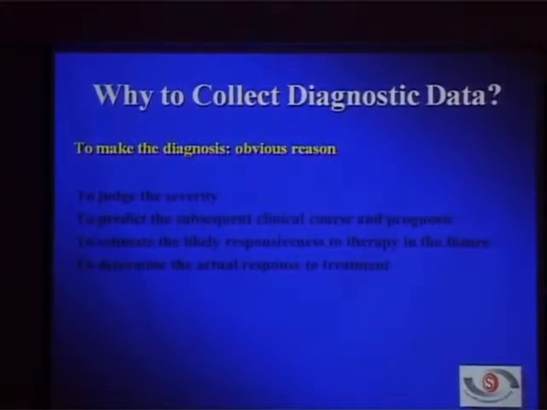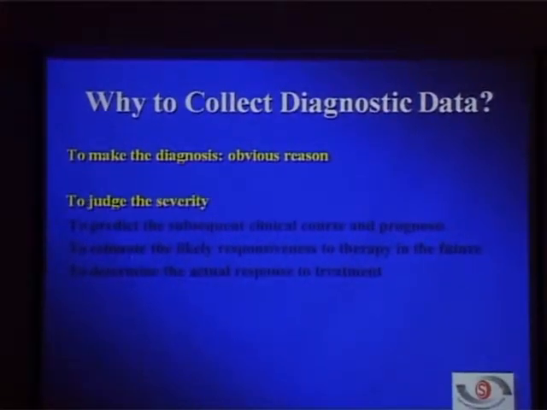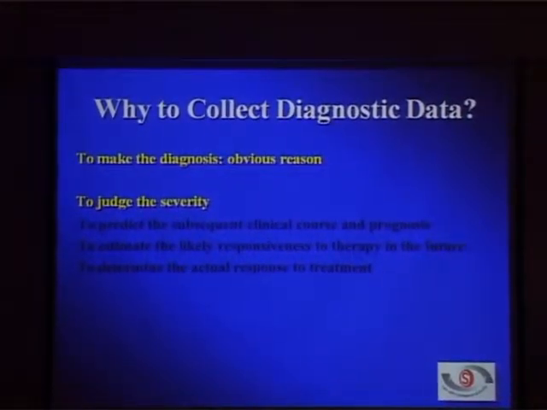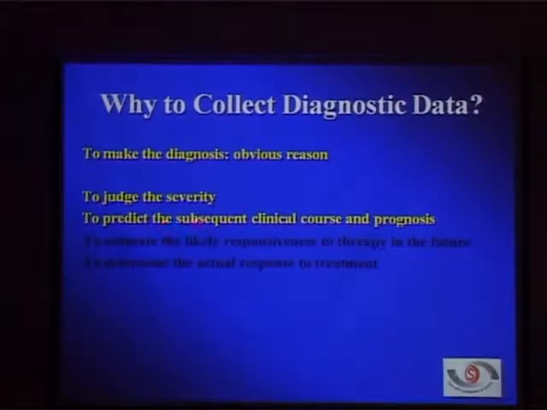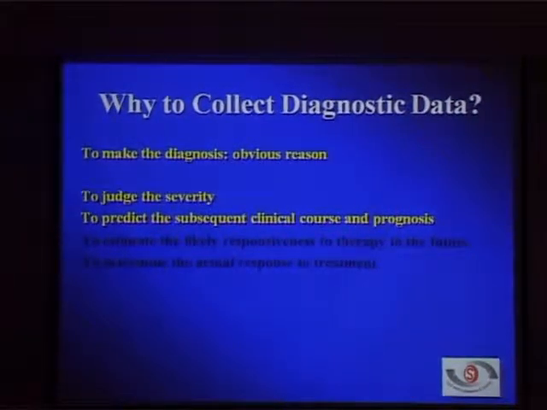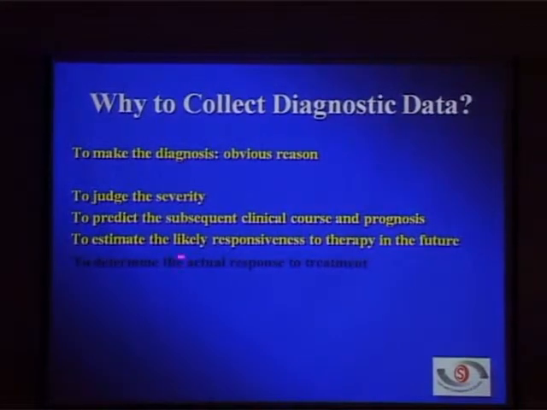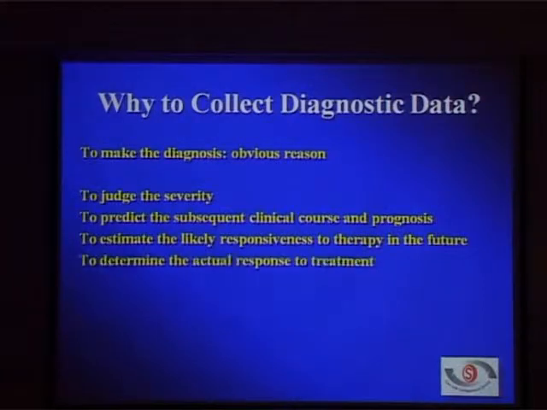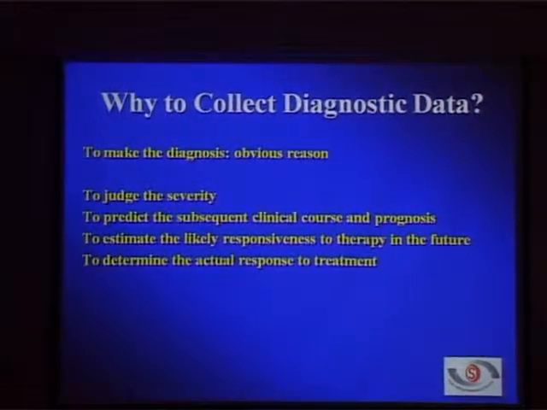So tests are of course to confirm, but more important to judge the severity of the disease, to predict the subsequent long-term clinical course and prognosis of the disease, to estimate the likely responsiveness to therapy in certain cases, and determine the actual response. This is for follow-up. If I have started a patient on anti-glaucoma treatment, I do yearly or 6 monthly perimetry, and if the disease is not progressing on perimetry, then I can say my drug is working, and this is how the test is helping me out.